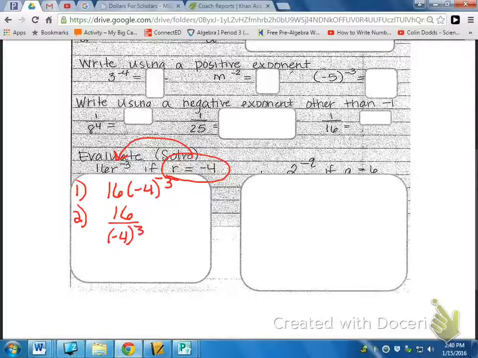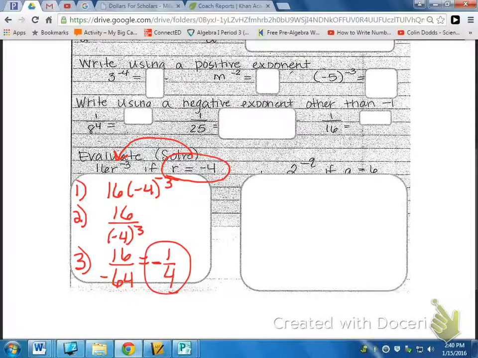And then now, multiply it out. You will be allowed to use a calculator at this point. So 16 over negative 4 to the third, which actually is negative 64. When you have a fraction like that and one's positive and one's negative, the signs are different, so it's negative, and 16/64 reduces to 1/4. That would be your final answer, negative 1/4.